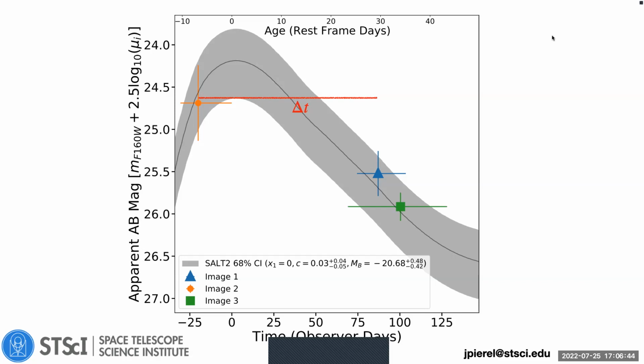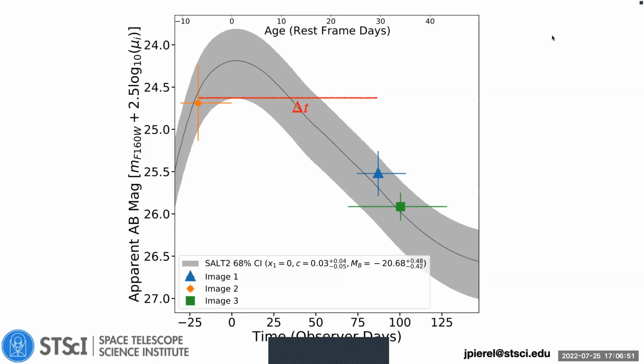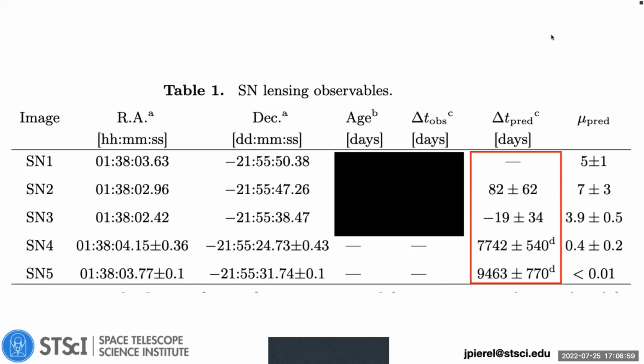And if you do that, and I'll just flip back and forth real quick, you can kind of tell, yeah, these ended up in roughly the same place, which is reassuring. Both that image 2 was at this early part of the light curve or color curve, and images 1 and 3 were at the later part. So great. So what did that end up looking like?